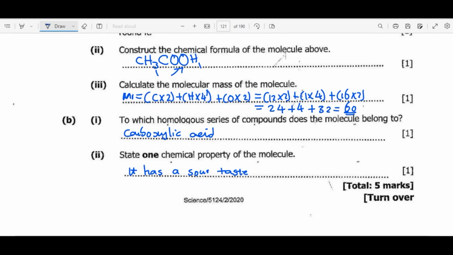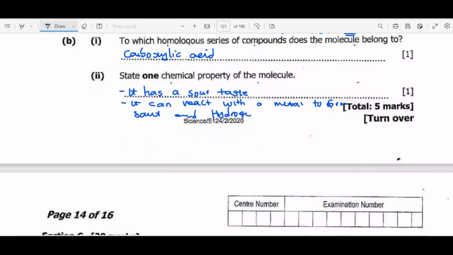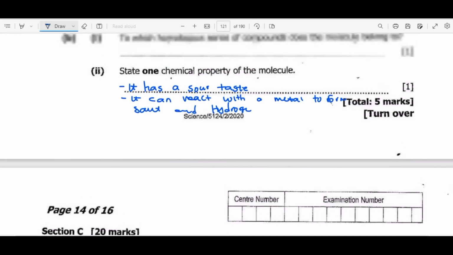Then another chemical property, we can say it can react with a metal to form salt and hydrogen. Okay, so that is what we can look at.